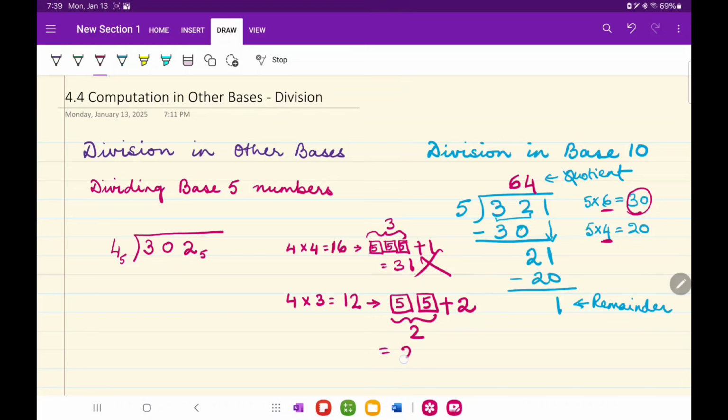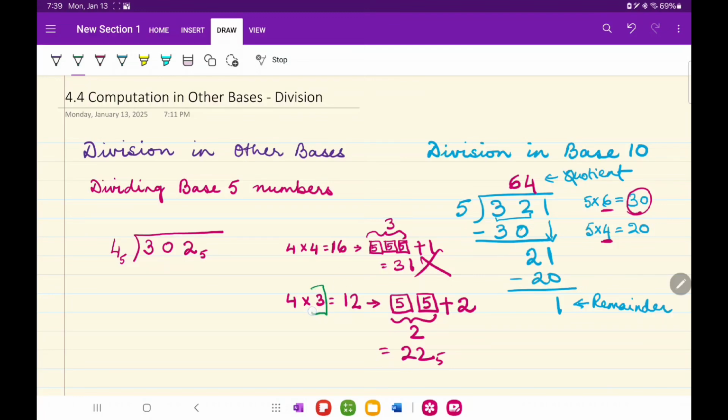So the value is 22. All right, so 22 base 5 is the equivalent of 12 decimal. So we can work with that. 22 base 5 is the closest we can get to 30 without going over. So we are going to write this 3.